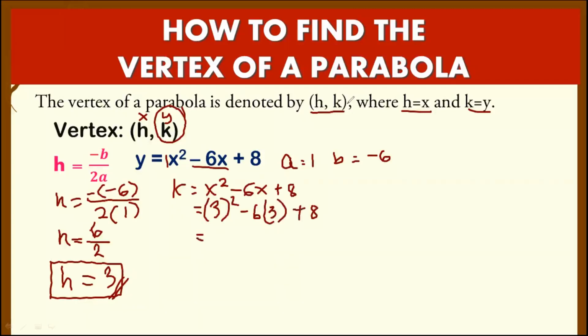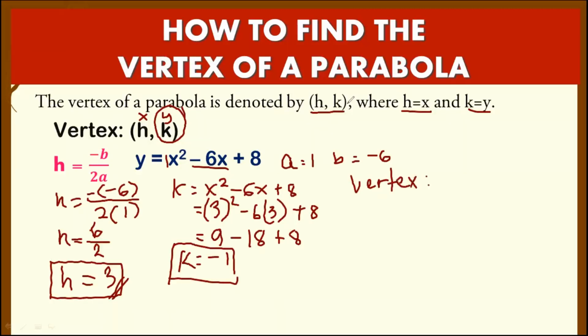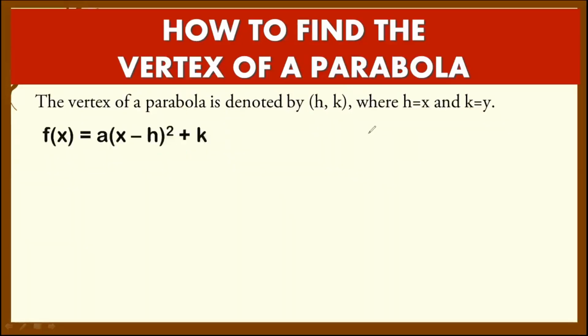3 squared becomes 9. Then minus 6 times 3 is negative 18, then plus 8. 9 minus 18 plus 8 is negative 1. So your k now is equal to negative 1. Your vertex is equal to (3, negative 1). Easy?